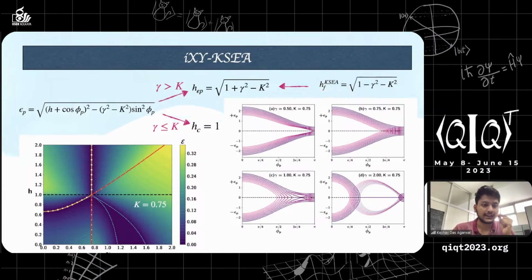So the red line here denotes the exceptional point. There is always a maximum of entanglement at the exceptional point, whereas the yellow line denotes the factorization point, where the entanglement is 0. So when gamma is less than k, that is, gamma is from 0 to 0.75 in this case, the system is completely unbroken for all magnetic field strengths.